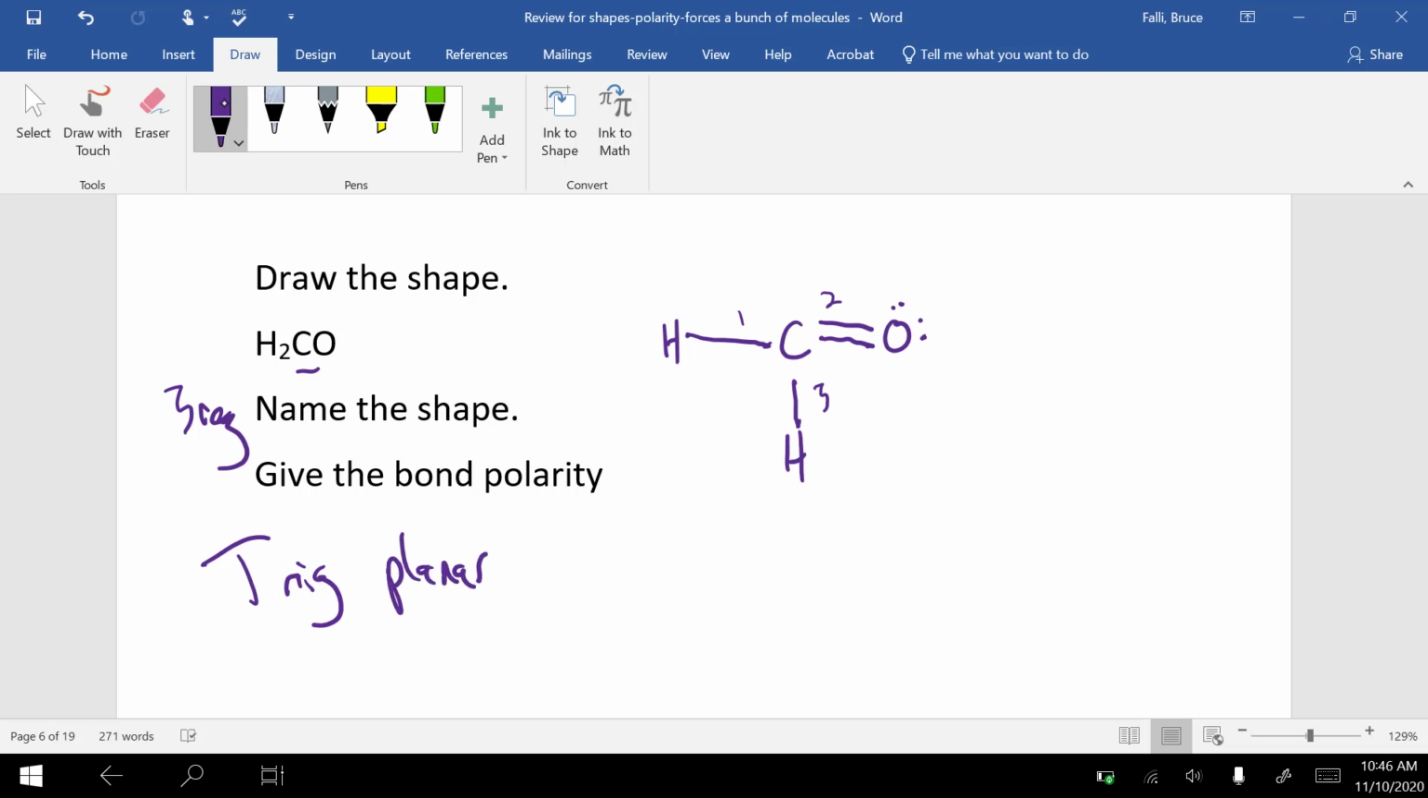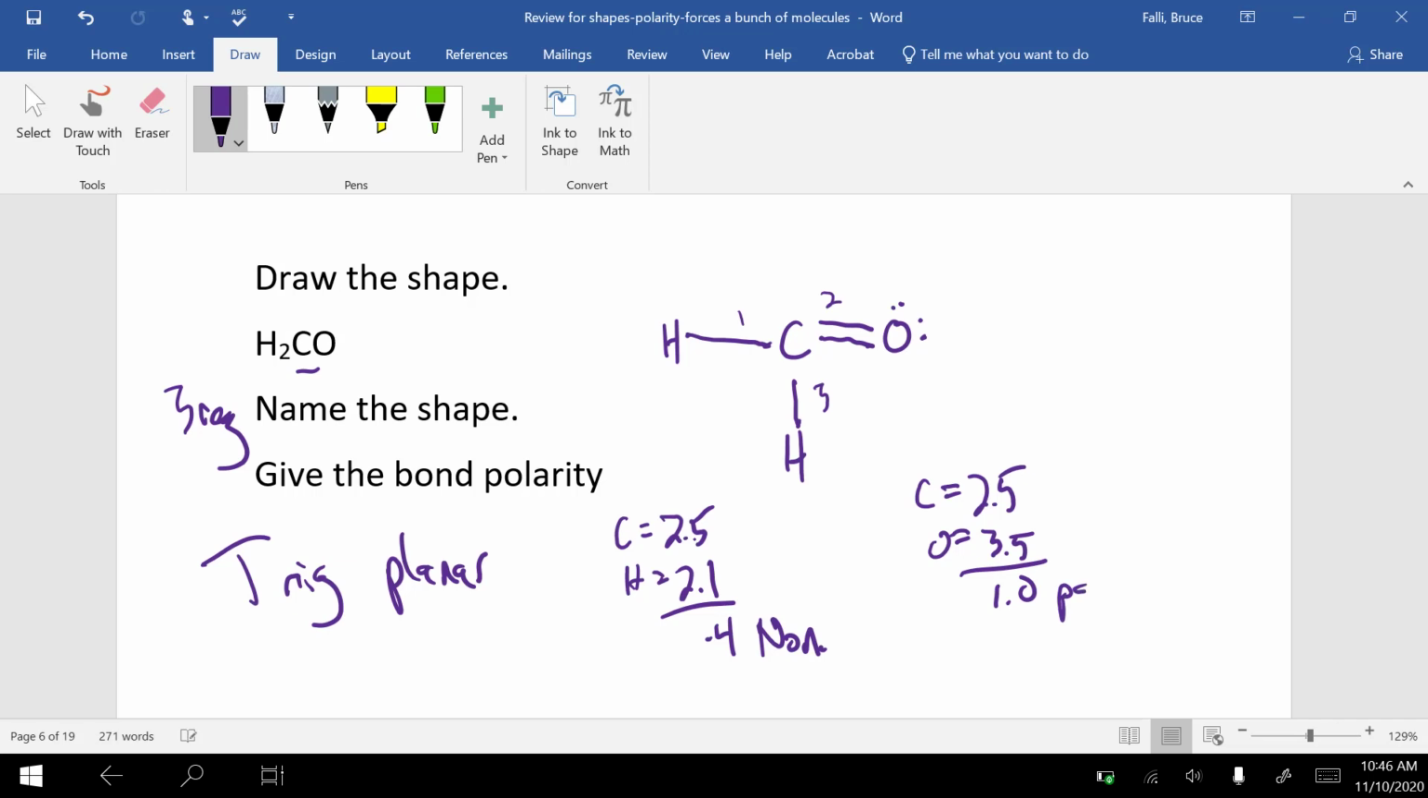Give the bond polarity. So I've got some different bonds here. I've got C, which is 2.5, to H, which is 2.1, which is 0.4, which is nonpolar. And then I have C, which is 2.5, and O, which is 3.5, which is 1.0, which is polar. So I don't do any arrows for this one, but I do need an arrow for this one. Drop it in there. Oh, I didn't draw the shape though. Remember, if it's trigonal planar, I've got to make it look with a 120-degree bond angle.